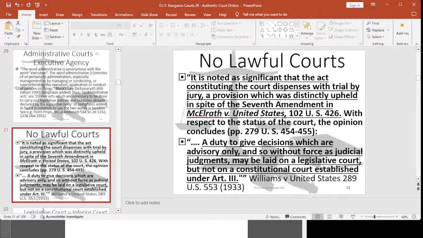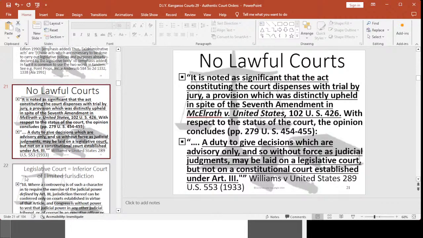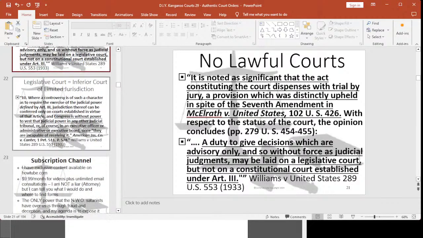It is noted as significant that the act constituted in the court dispenses with trial by jury, a provision which is distinctly upheld in spite of the Seventh Amendment. With respect to the status of the court, the opinion concludes a duty to give decisions which are advisory only, and so without force, as judicial judgments may be laid on a legislative court, but not on a constitutional court established under Article 3. And that's Williams versus United States.